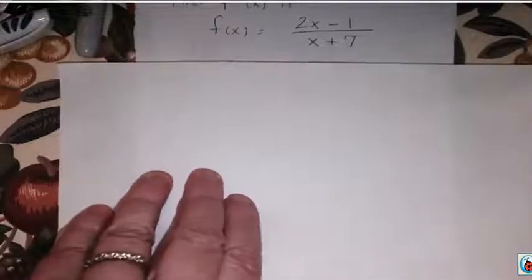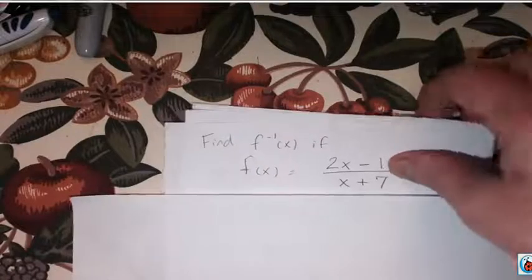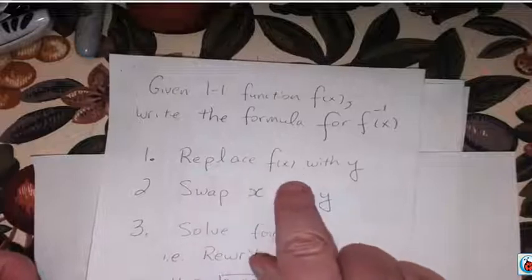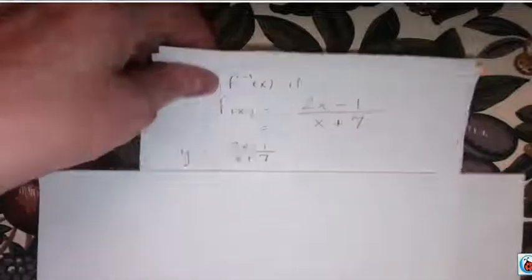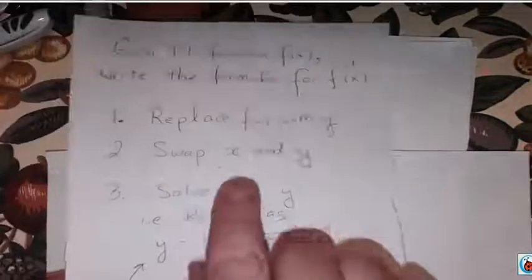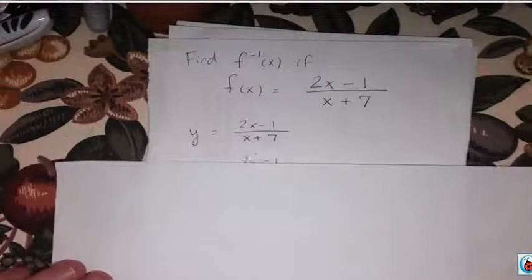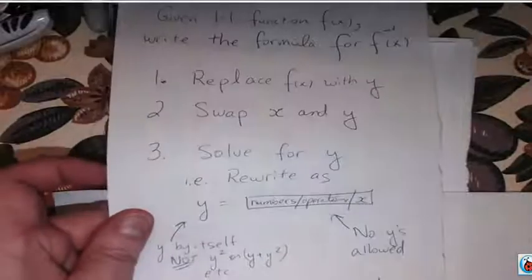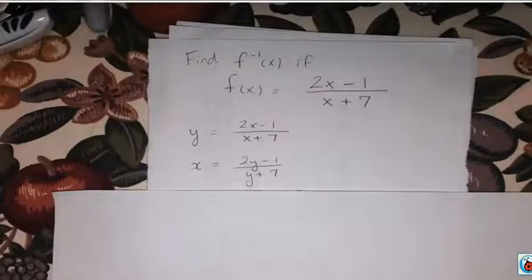So this is a one-to-one function. And if that's f, what is the formula for f inverse? Okay. Well, the first thing we do is replace f of x with y. So that's what I've done there. What's the next step? You swap your x's and y's. Okay, so everywhere there's a y, I'm going to write an x, and everywhere there's an x, I'm going to write a y. And then you want to solve for y. That is the difficult part. Okay, so I have to get y by itself.